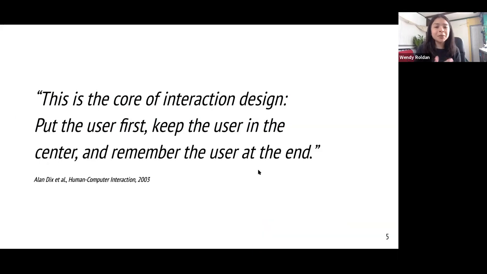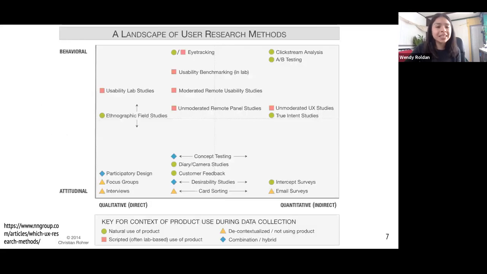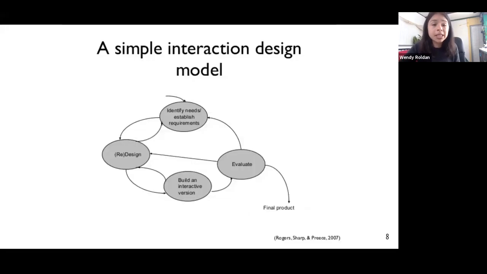Some of you might use Alan Dix et al.'s famous human-computer interaction textbook, where they highlight that the core of interaction design is putting the user first, keeping the user in the center, and remembering the user at the end. And we also know that there exist many methods for involving users, such as Nielsen Norman Group's famous chart of different methods that you can use when engaging users in your research projects. And also we know there are many models of design that overview the process of involving users.